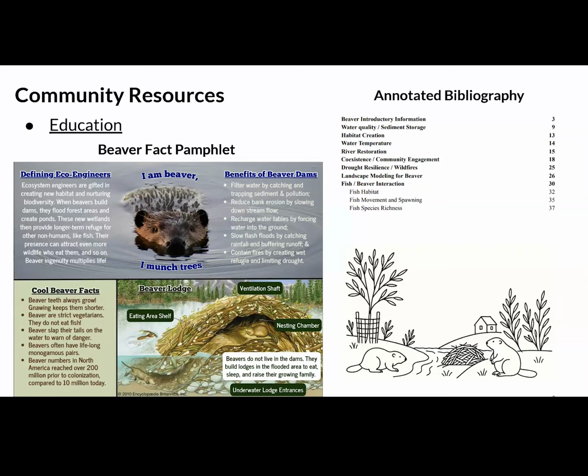The second one is for people who are really interested in the research and the literature. We created an annotated bibliography from the research that we compiled throughout the last year and a half. And it has all of the amazing peer-reviewed journal articles that we read and really informed our project.